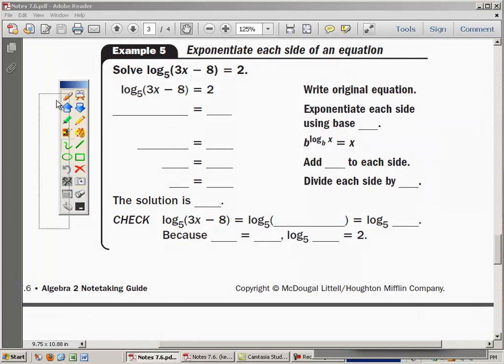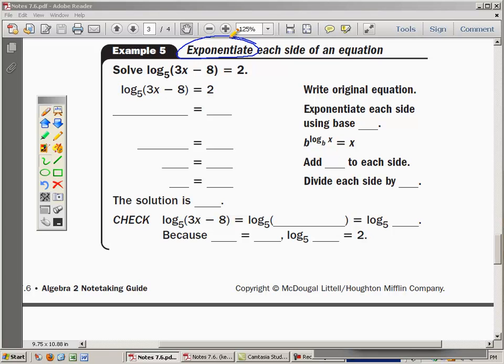Now, the next piece of this talks about this idea of exponentiating to solve. You can use this idea. I'm going to show it to you, and then I'm going to use a little bit different way, what I think is significantly more clear. In any case, this says log base 5 of 3x minus 8 equals 2. I've got this kind of messy thing here. What I want to do is exponentiate each side using 5 as a base. So this ends up being my exponent, and this ends up being my exponent. Because this is 5 to the log base 5, this effectively cancels out, and this becomes just 3x minus 8.